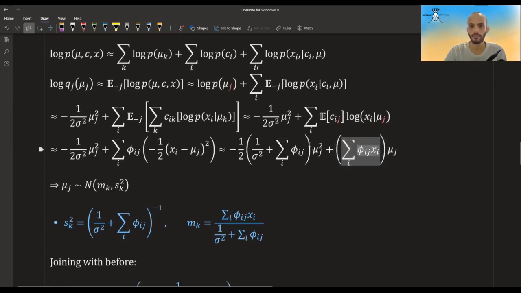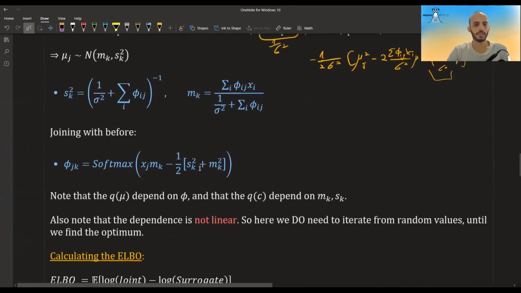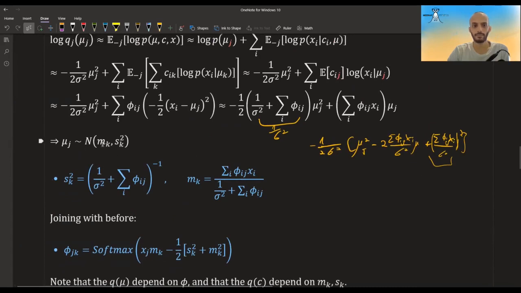And again, this is a form of a normal distribution because the log of this is equal to this. So q will be proportional to e to the power of this. And so the variance will be 1 over this thing, and the mean will be this thing divided by the variance. Okay, so we have these two expressions, right? This is the variance of mu_j, and this is the mean of mu_j according to our surrogate q_j.